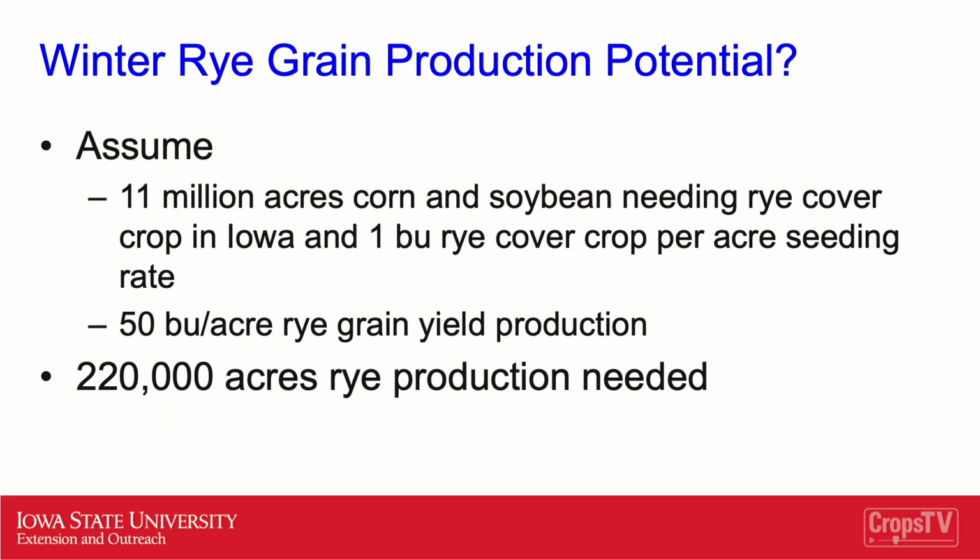So why the rye cereal grain production, and what would be the production potential? If we look at Iowa and we think of 22 million acres of corn and soybean, let's just assume that half of those acres, 11 million, would get a rye cover crop. That is a pretty lofty goal, but let's just make that assumption. And if we have 1 bushel of rye seeded as a cover crop, which is pretty typical of what we're thinking about now, but other folks are still looking at whether that bushel is required or not. And if we can produce 50 bushel per acre of rye grain, rye seed production, then we need about 220,000 acres of rye production to meet that requirement.